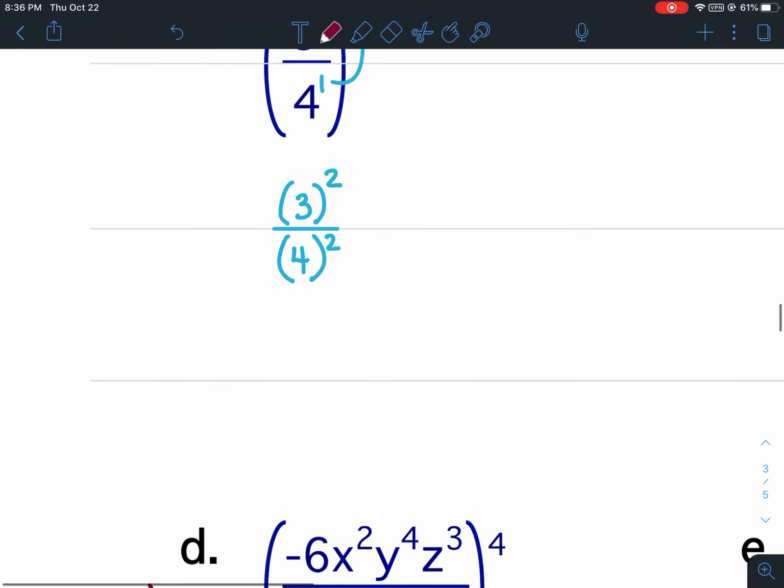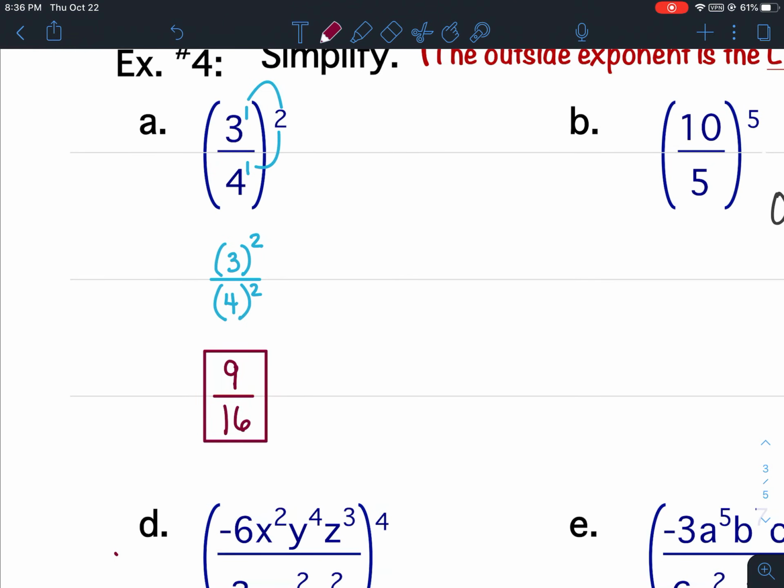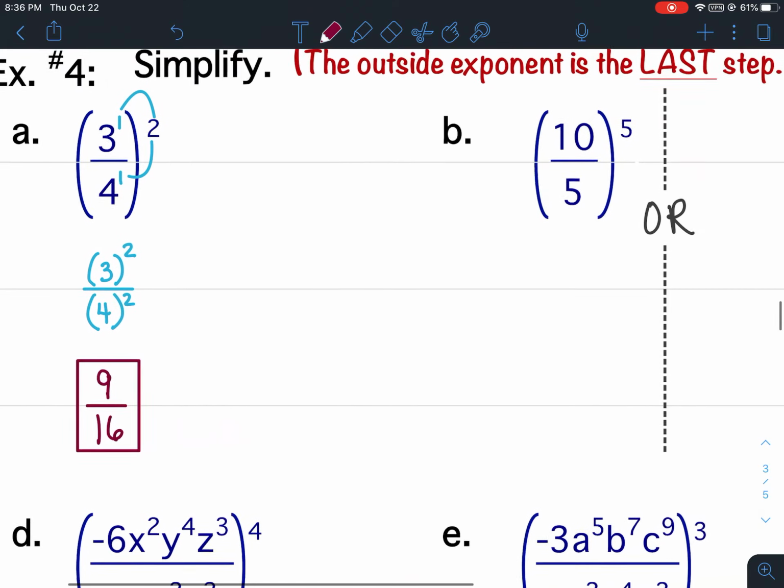Well, 3 squared is 9, and 4 squared is 16. And that's all the farther we can go on that problem. Again, 3/4 squared becomes 9/16. Okay, let's look at B.